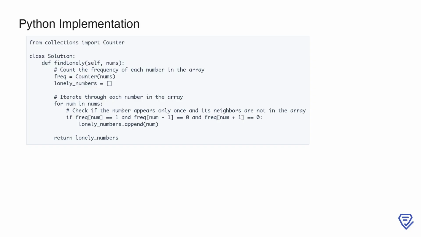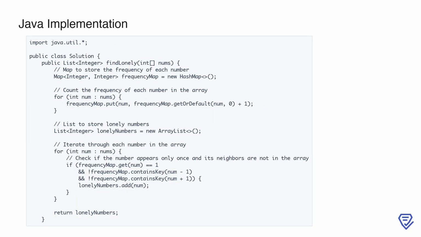This approach is efficient, leveraging the frequency counter and avoiding nested loops, ensuring the solution runs in O(n) time complexity, where n is the length of the input list. Here, we start by importing the necessary libraries, including java.util.*, which will allow us to use data structures like HashMap and ArrayList. Inside the Solution class, we define a method called findLonely that takes an integer array nums as input and returns a list of integers.